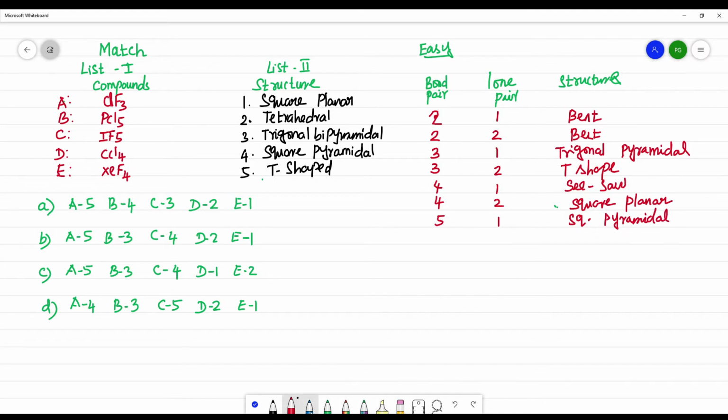So remember this one, B and TT. Yes. So remember, this is the easy way to remember. Now we have to find the bond pair and lone pair for these compounds. First let me take A.